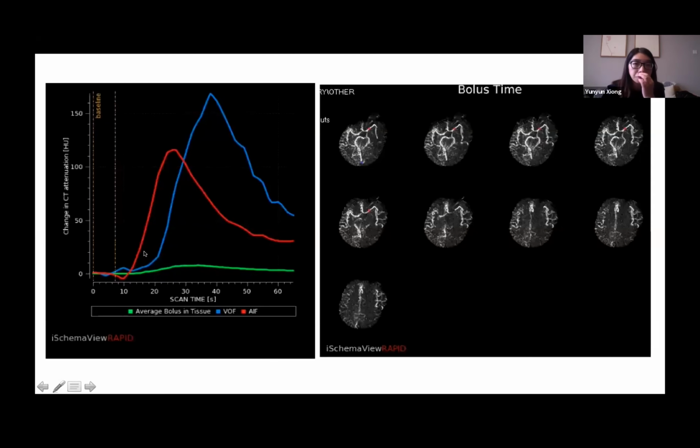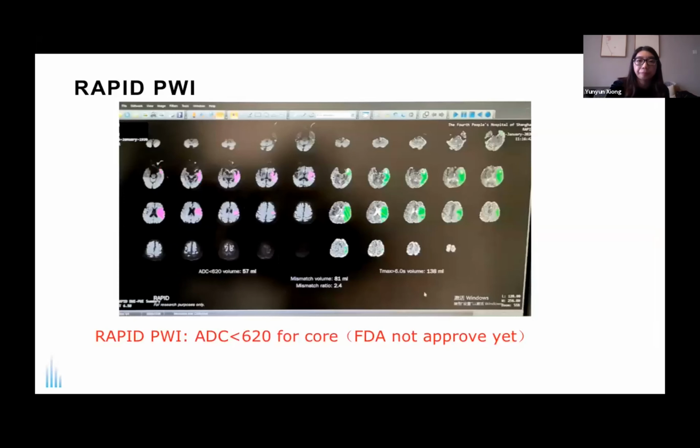So usually the curve begins at about 25 seconds after the injection of the gadolinium, and you will have an arterial curve followed by a higher VOF curve. And usually the AIF location is selected in the normal side, so not the occlusion site. So this is the easiest way to check whether the AIF is correct or not.